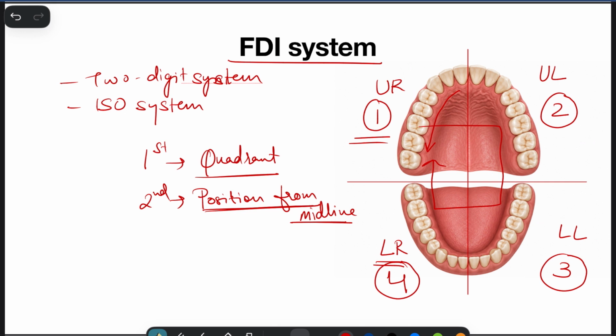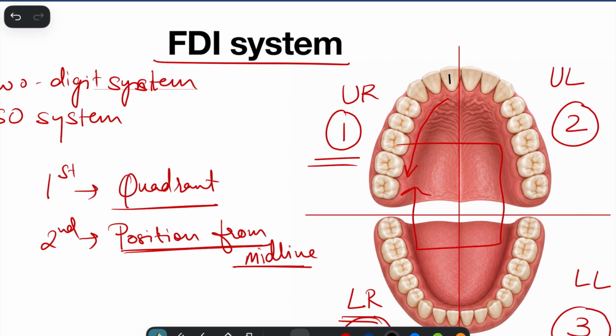The central incisor is represented by number 1, lateral incisor by number 2, canine by number 3, first premolar by 4, second premolar 5, first molar 6, second molar 7, third molar 8. Very important: the numbering always starts from the midline and moves posteriorly.